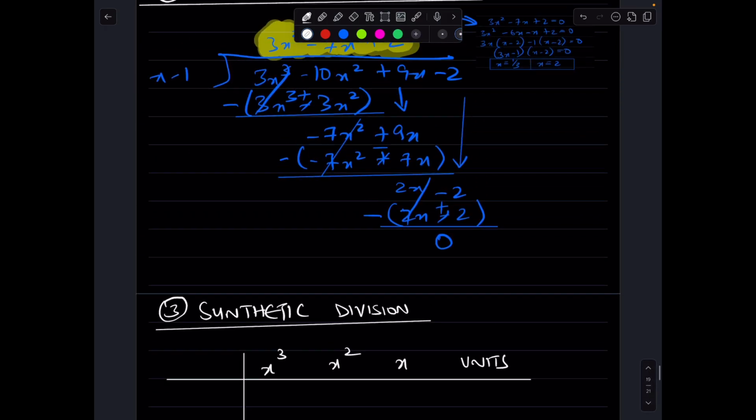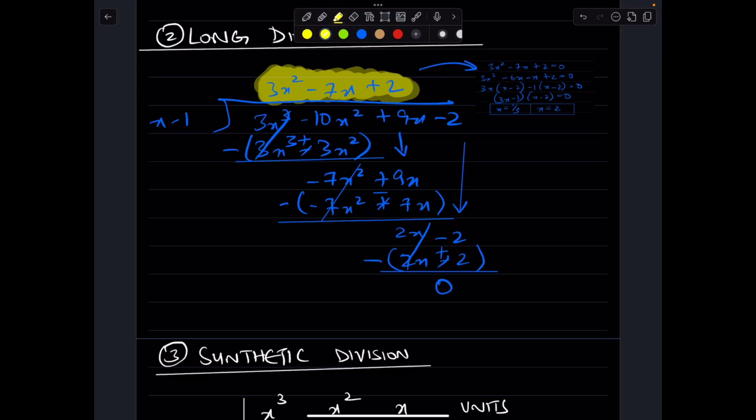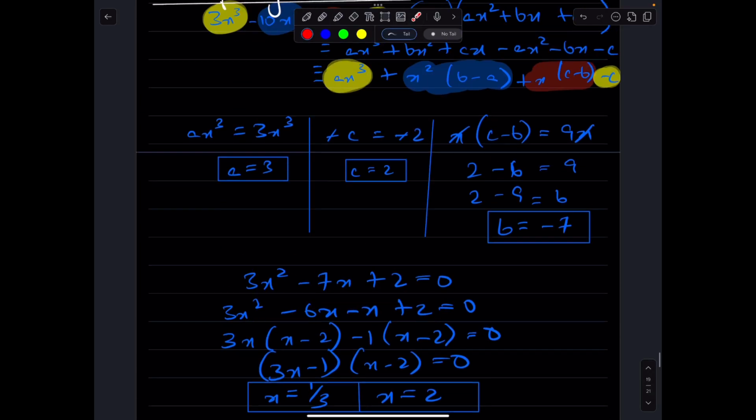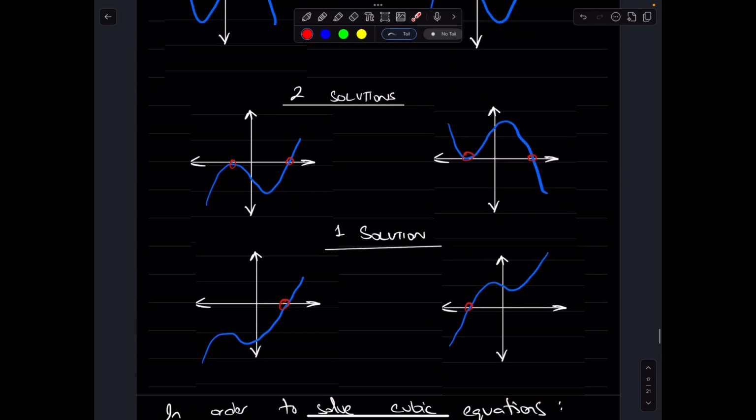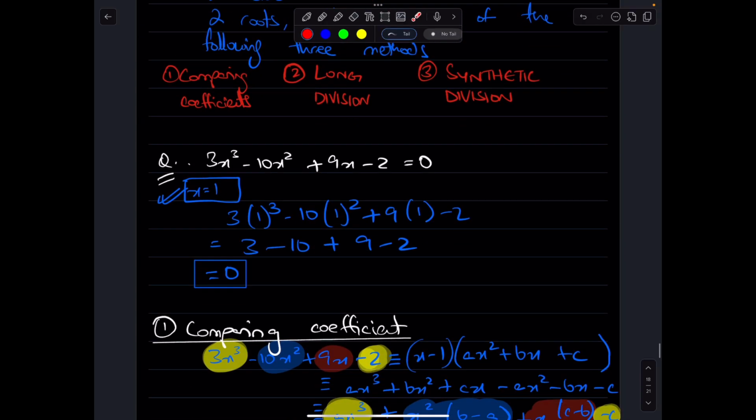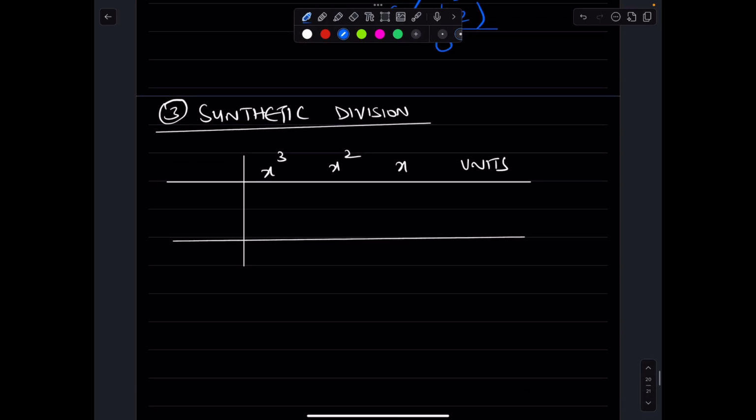So we have, wait a second, let's go back to the original equation. We have 3, minus 10, 9, and minus 2. So we'll write these in their respective columns. So we have 3, minus 10, plus 9, minus 2.